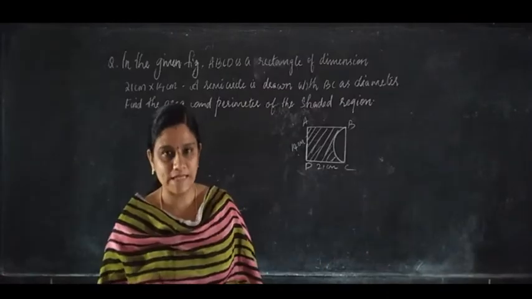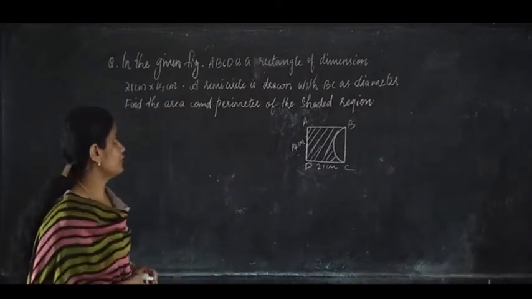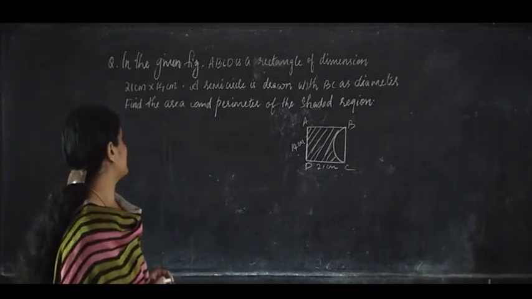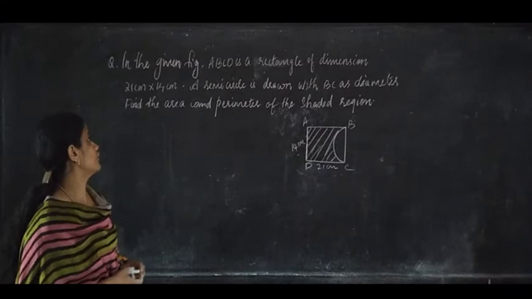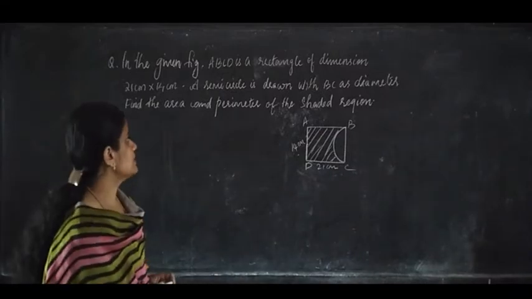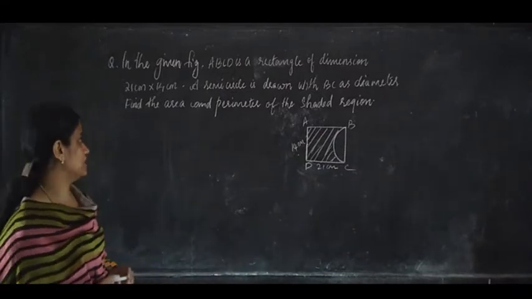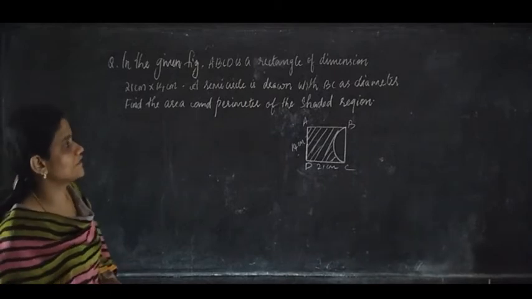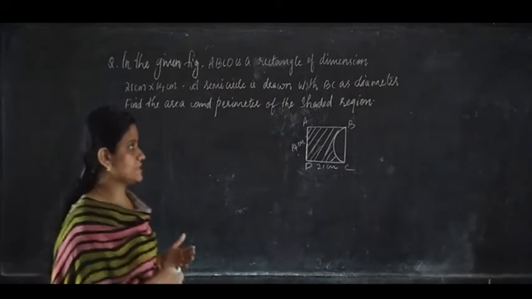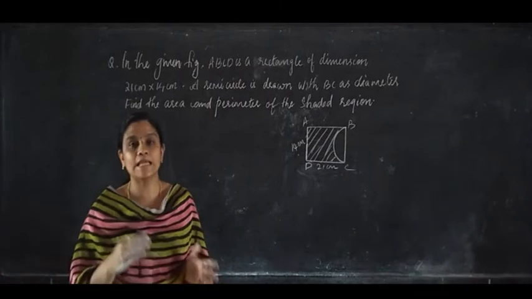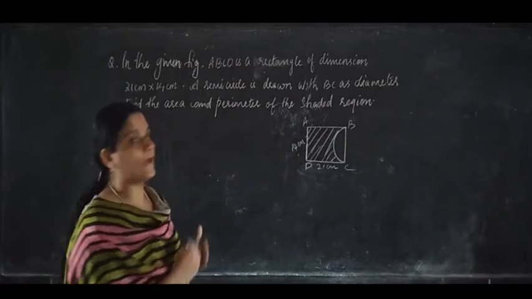Okay, moving to the next question. In the given figure, ABCD is a rectangle of dimension 21 centimeter into 14 centimeter. A semicircle is drawn with BC as diameter. Find the area and perimeter of the shaded region. So in this question, we have to find both the area and the perimeter. First, we will find the area.